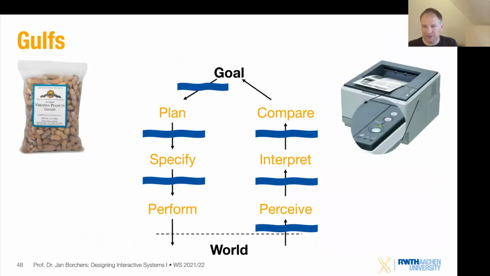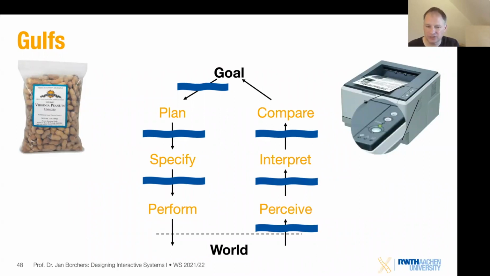Okay, so that's the seven stages of action. We should remember, first of all, the default way of running this model is you start with a goal that is problem oriented, like I need more light. You have a plan to turn on the light switch. You specify it out into a sequence of actions, like turn around, flip that switch, and you perform it. You actually do the movement. On each of these steps, from goal to plan, from plan to specification of the action sequence, and to performing the actual action sequence, you can have gulfs where that fails, okay? And affordances, mappings, signifiers, constraints, all these things play a role in helping you as a designer to design a system where the user doesn't fall into these gulfs.